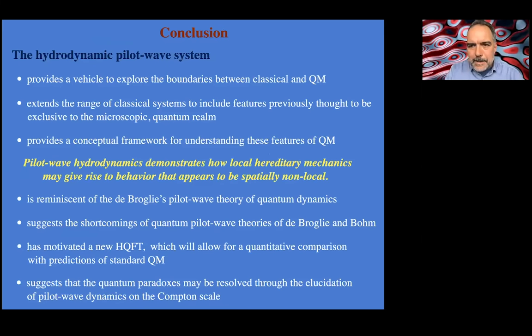And so, to conclude, this hydrodynamic system really provides a vehicle for exploring the boundaries between classical and quantum mechanics and extends the range of classical systems to include certain quantum behaviors. And for me, most importantly, it provides a conceptual framework for understanding these features of quantum mechanics. I hope you're convinced that you can see how local hereditary mechanics can give rise to features which appear to be spatially non-local. Again, it's reminiscent of de Broglie's mechanics, but it also indicated the shortcomings of both de Broglie's mechanics and Bohm's. And we've attempted to address these with the development of a hydrodynamic quantum field theory.